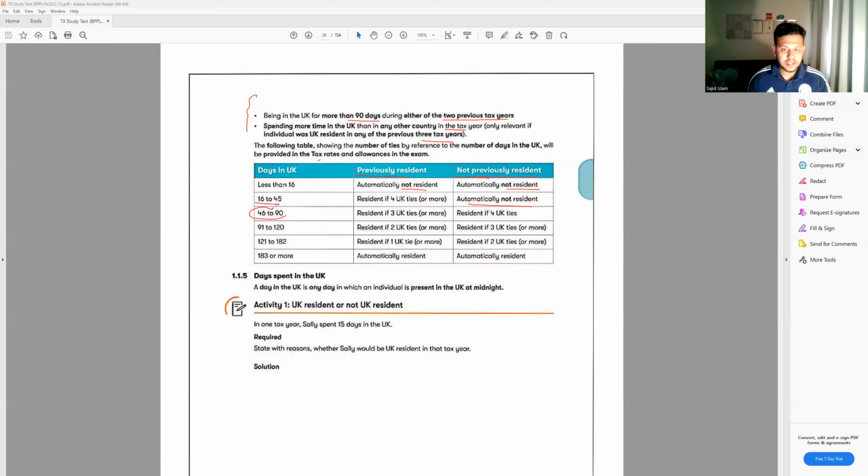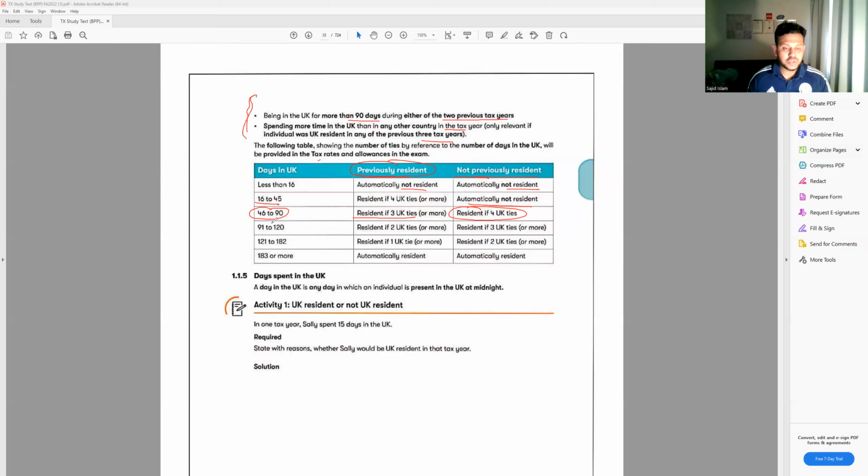46 to 90 days. If someone lives in the UK 46 to 90 days, and previously he was resident in the UK, then if 3 or more ties from the 5 ties are satisfied, you say you are a resident of the UK. If he has never been resident in the UK before, then he will be treated as a resident if 4 ties are satisfied. So he has a home, he has children, he has a wife, he works here, so 4 ties need to be satisfied if he has never been resident before. But if he was resident before in the UK, then only 3 ties.